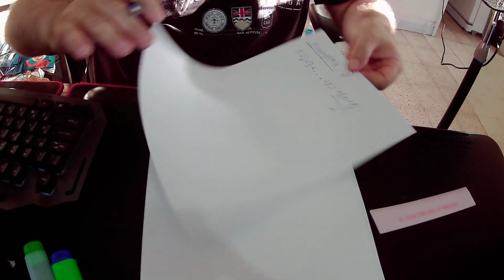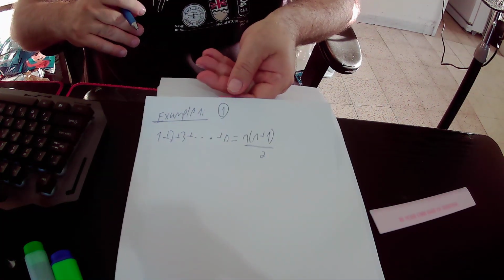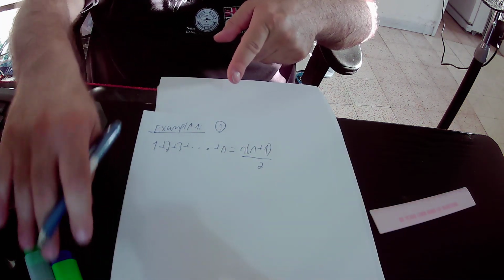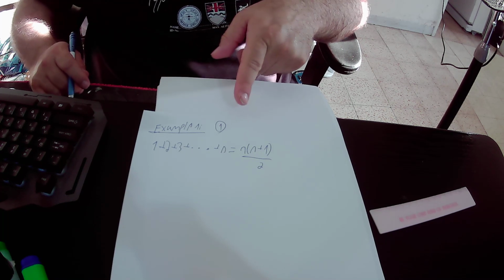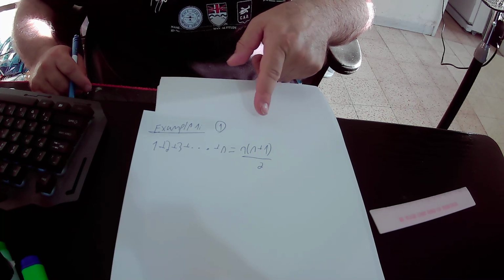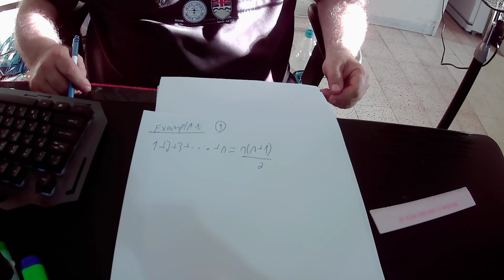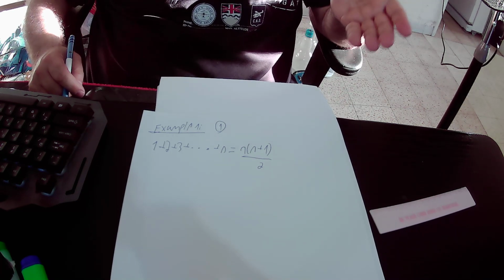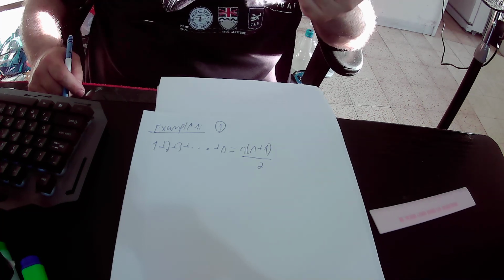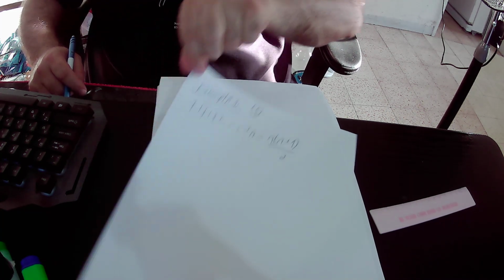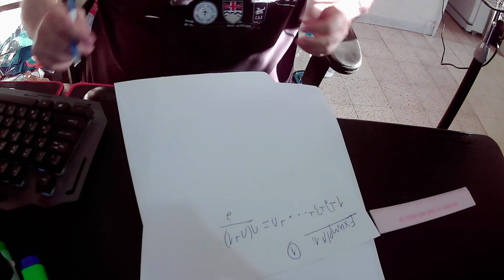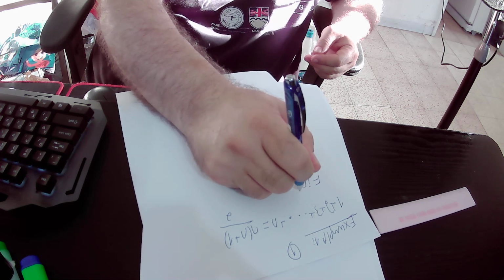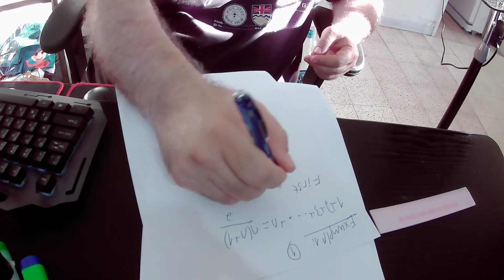We have to prove that this statement, 1 plus 2 plus 3 plus ... plus n equals n times n plus 1 divided by 2, is true for all the natural numbers. Okay, so we will start with the first stage. That is to say, we will check if the statement is true for n that equals 1.